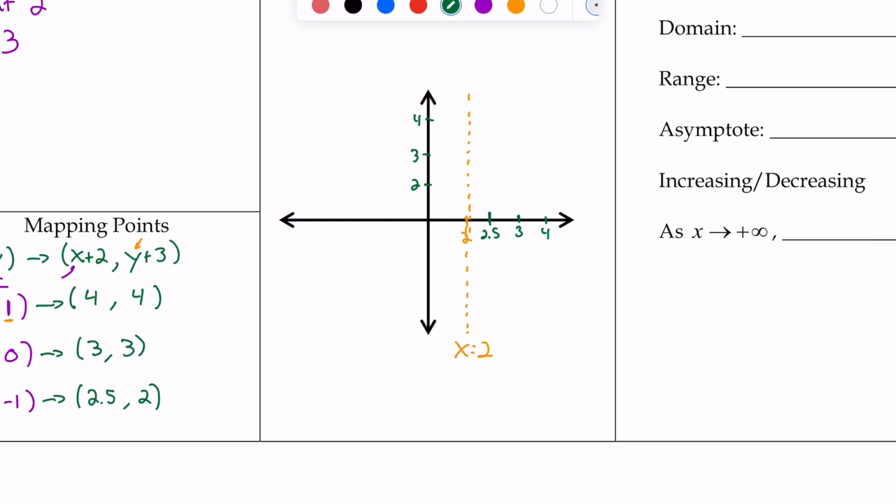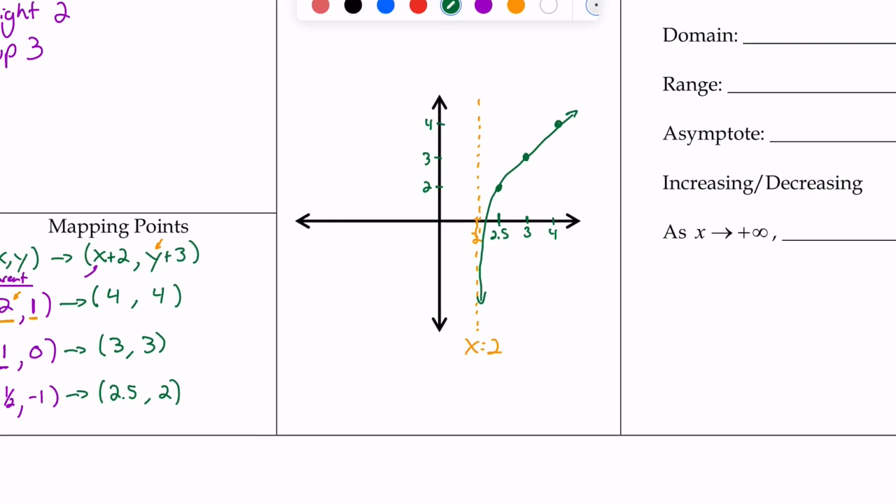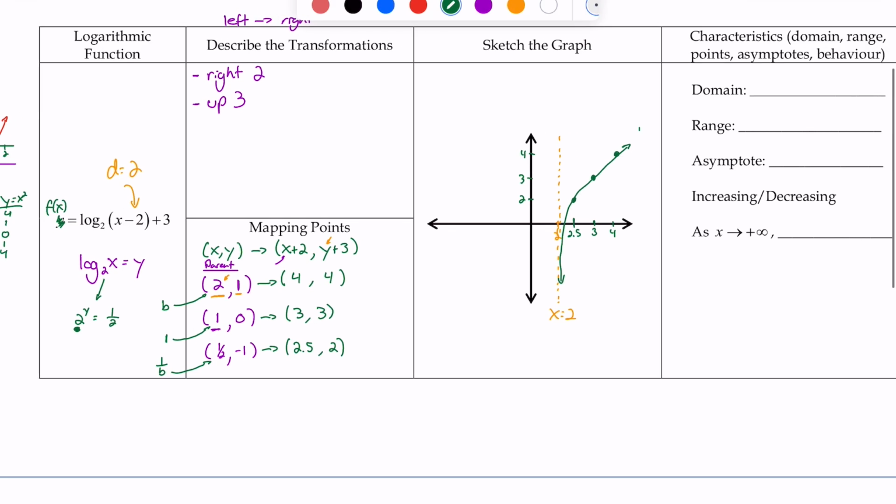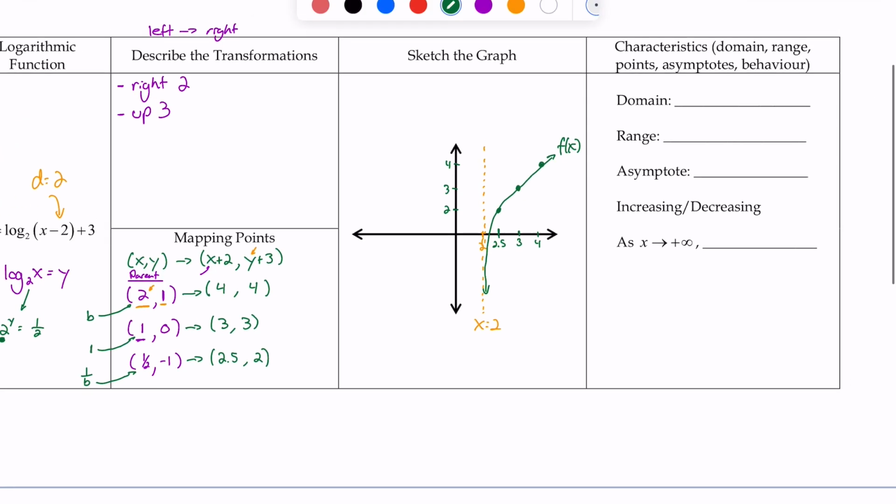Okay. So the first point we calculated was (4, 4). The second one was (3, 3). And then the third one is (2.5, 2). So we can kind of get an idea of the direction we're going, and then we hug the asymptote. And let's call this f of x, just so we can give our graph a label. Instead of it being y, f of x. And there you go.